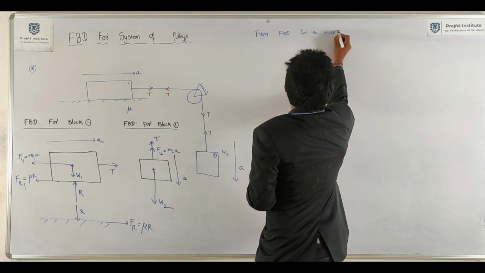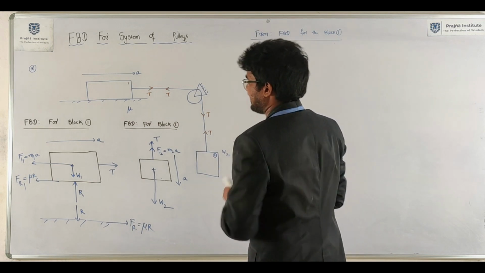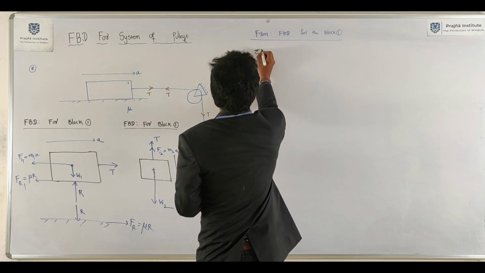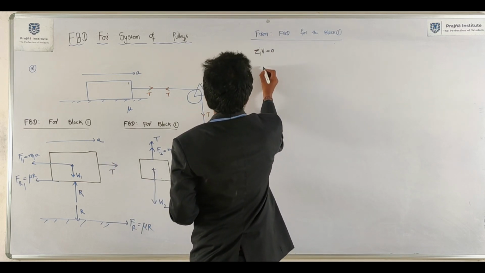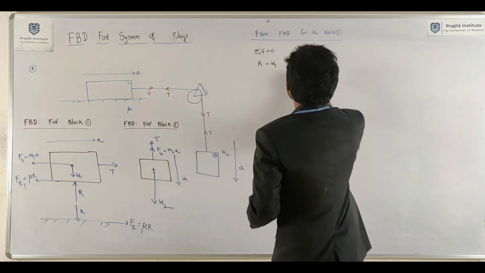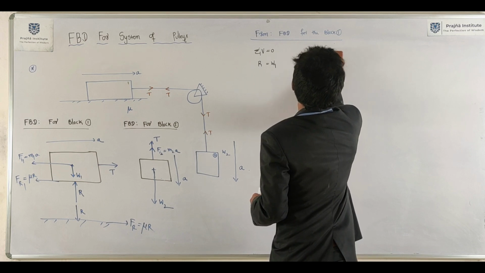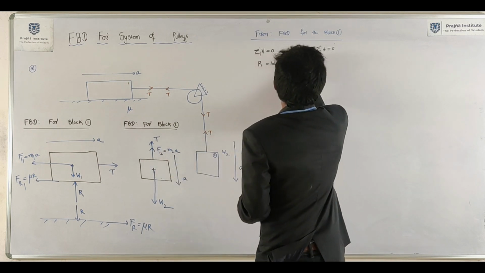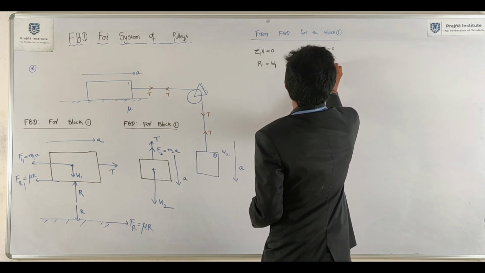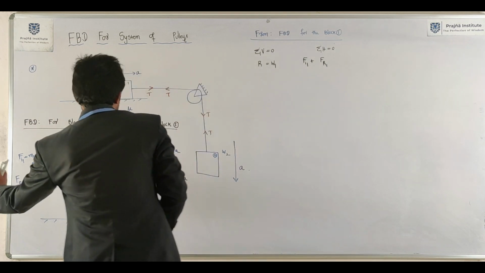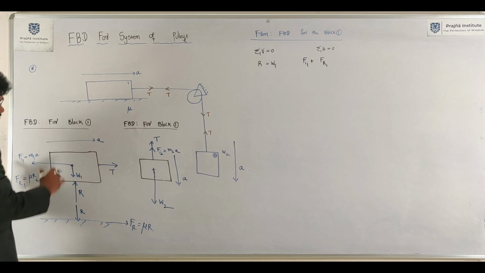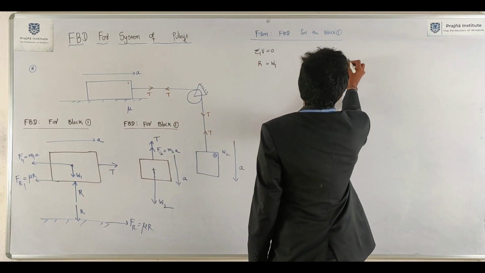Okay. From this, what will we get? We will apply equilibrium equations. Sigma V equals 0. From here we get R equals W1. Sigma H equals 0. Here inertia force 1 plus frictional resistance 1. Sum of the left forces equals sum of the right forces, which is equivalent to tension T.